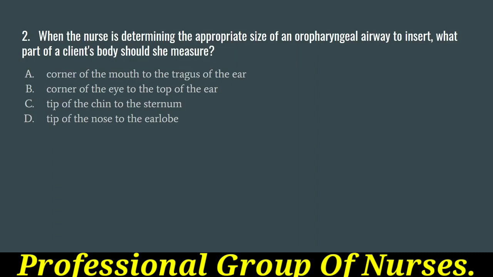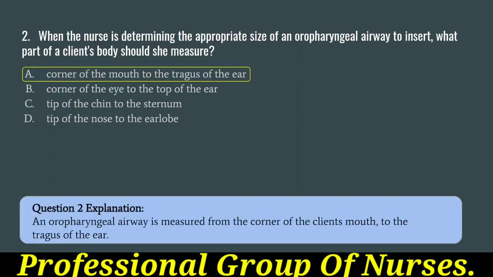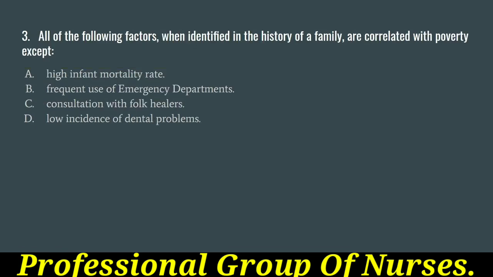Question 2 answer: A. Corner of the mouth to the tragus of the ear. Question 2 explanation: an oropharyngeal airway is measured from the corner of the client's mouth to the tragus of the ear.